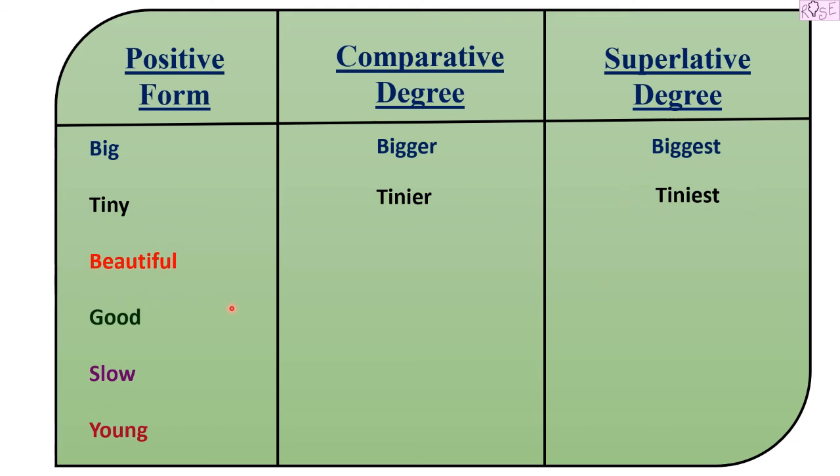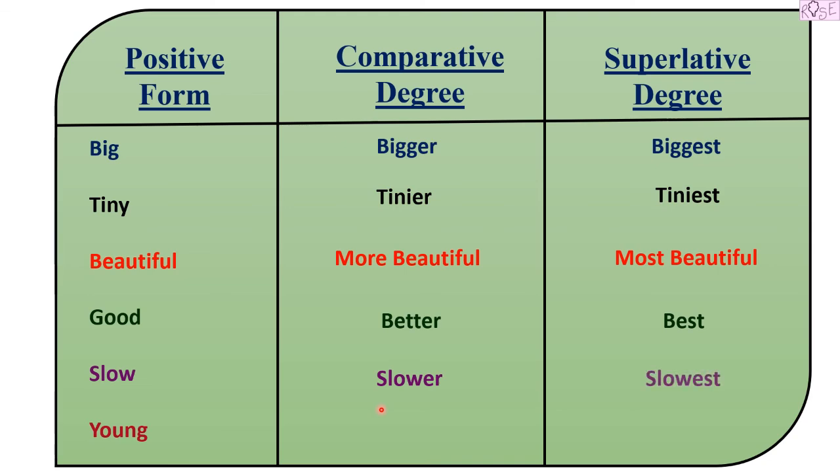Next we have beautiful. The comparative degree of beautiful is more beautiful. And the superlative degree is most beautiful. Next we have good. Comparative degree of good is better. And the superlative degree is best. Good, better, best. Next we have slow. Comparative degree of slow is slower and superlative degree is slowest. Last we have young. What will be the comparative degree? It is younger and the superlative degree is youngest.